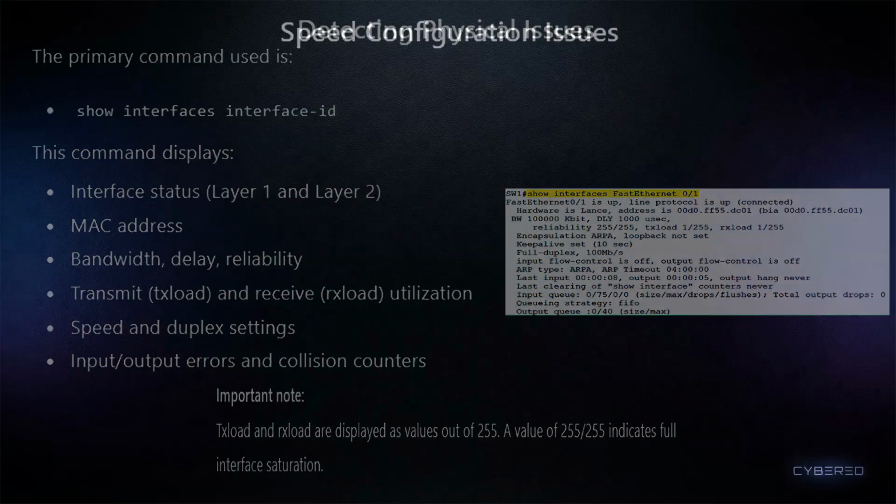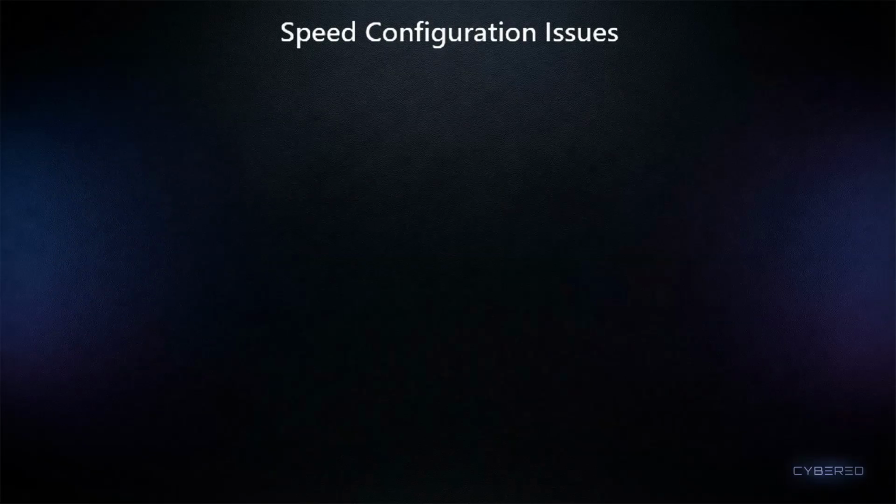Speed defines the maximum bandwidth of an interface. Modern interfaces typically support 10, 100, 1000 megabits per second, meaning they can also negotiate up to 1 gigabit per second. While interfaces default to auto negotiation, this process can fail, resulting in speed mismatches that cause latency and packet drops. For this reason, it is best practice to manually configure interface speeds.